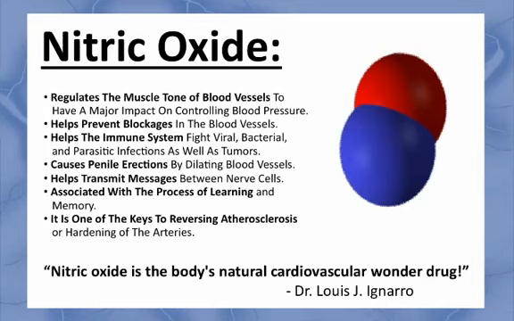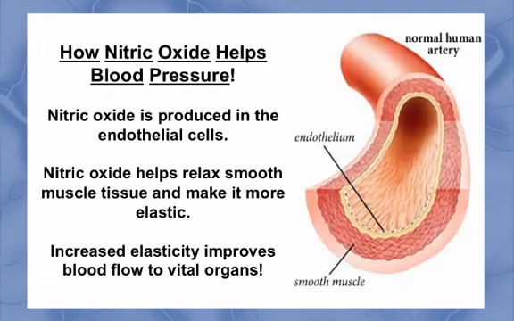And nitric oxide promotes vascular reparative mechanisms when injury occurs, and it's one of the keys to reversing atherosclerosis or hardening of the arteries. In relationship to your blood pressure, your endothelium plays a major role in regulating the smooth muscles of your vascular wall to contract or relax as conditions in the bloodstream warrant. The most important factor being the production of nitric oxide, which is a powerful vasodilator. This means that nitric oxide diffuses across the endothelium to directly affect the smooth muscle, causing it to relax.